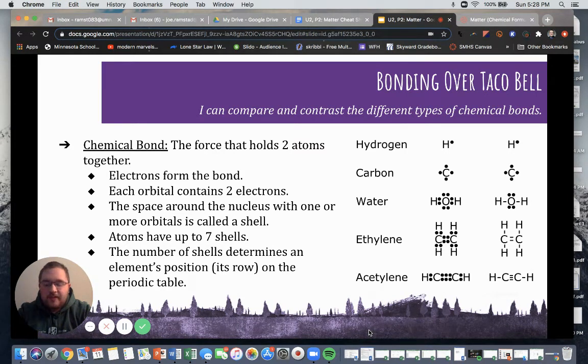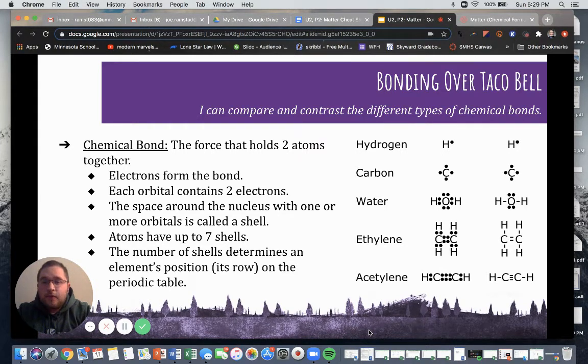So in the previous video, we learned a little bit more about chemical formulas and how those are comprised. So we know that H2O, for example, has two atoms of hydrogen and one atom of oxygen, right? In this video, we're going to talk a little bit more about how those formulas form chemical bonds and what those chemical bonds look like. So a chemical bond is a force that holds two atoms together.